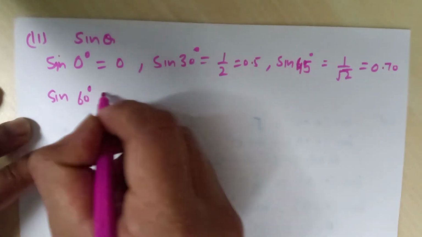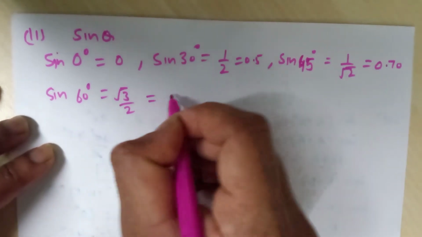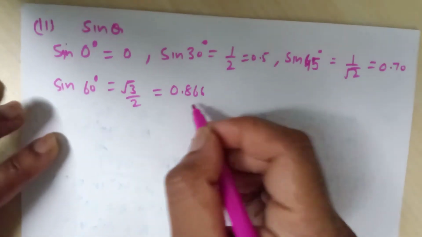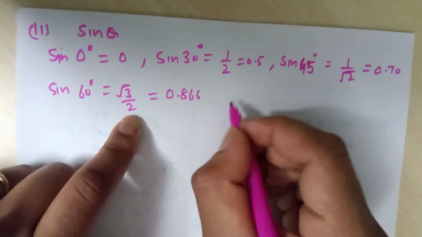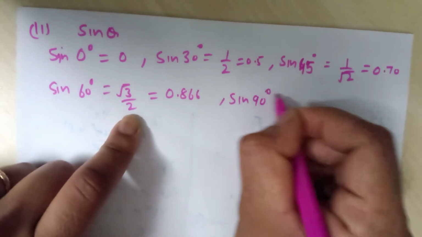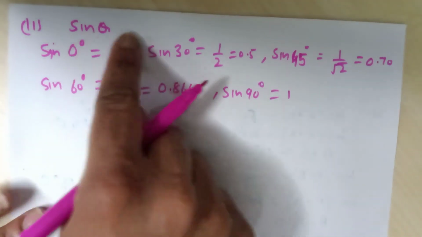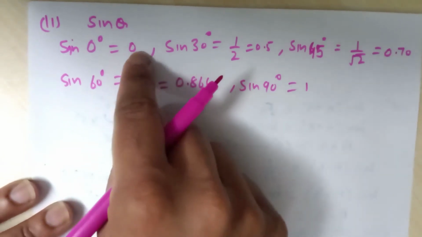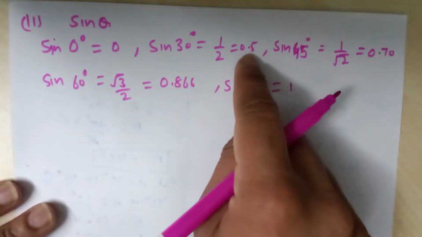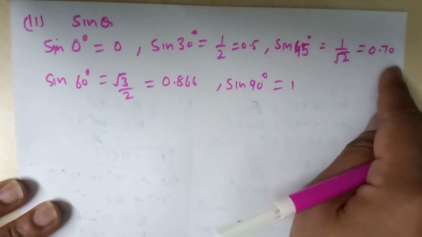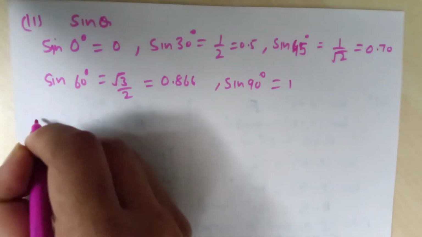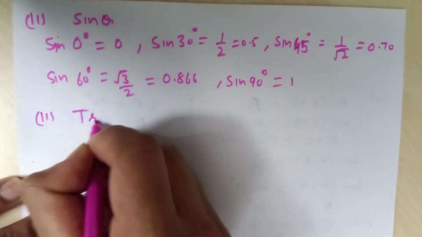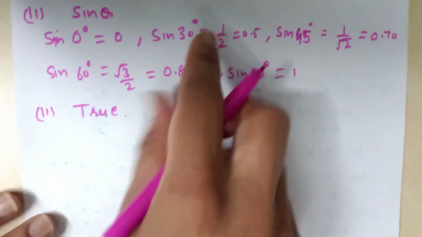Sin 60 degree is equal to root 3 by 2, which is equal to 0.866. You can check it by calculating the value of root 3 by 2, and sin 90 degree is equal to 1. So the value of sin theta increases as the value of angle is increasing. Here sin 0 is 0, sin 30 is 0.5, at 45 it is 0.70, at 60 degree 0.866, and at 90 degree 1. Therefore option 2 is true. Sin theta increases as the value of angle theta is increasing.